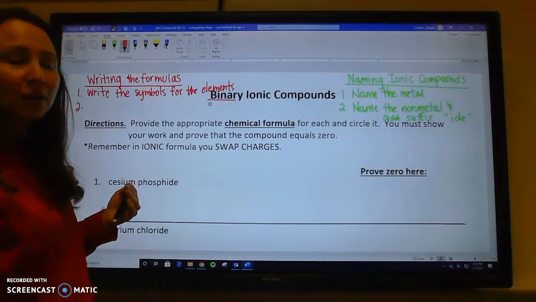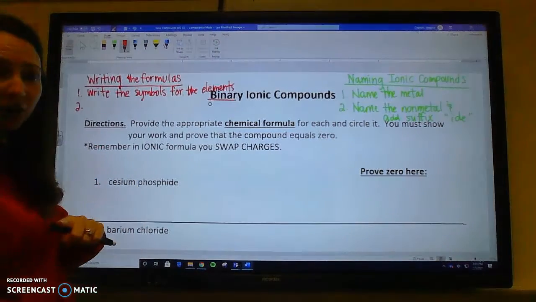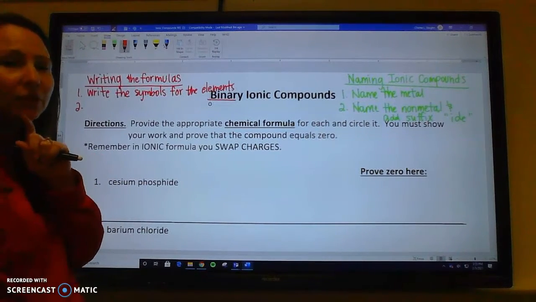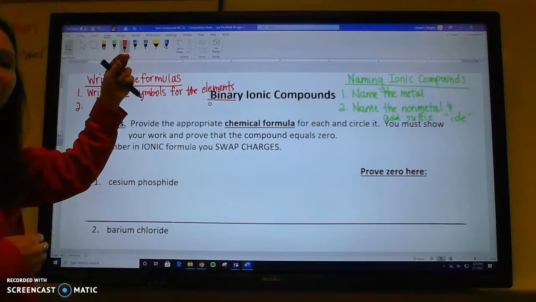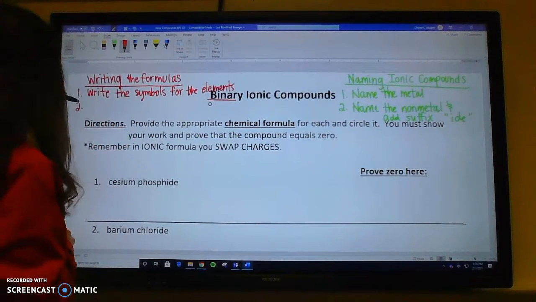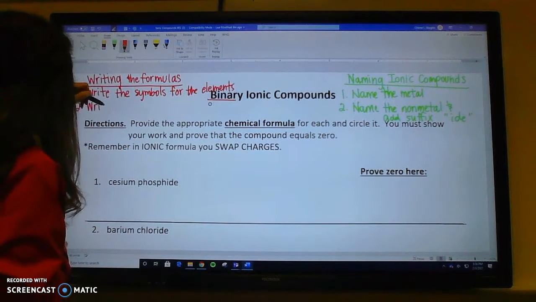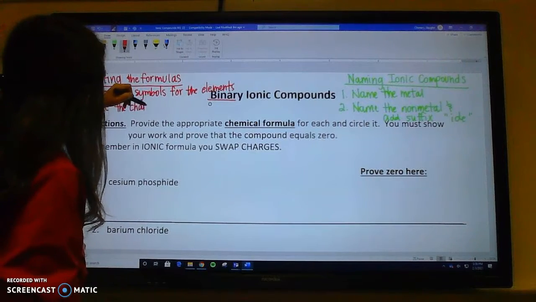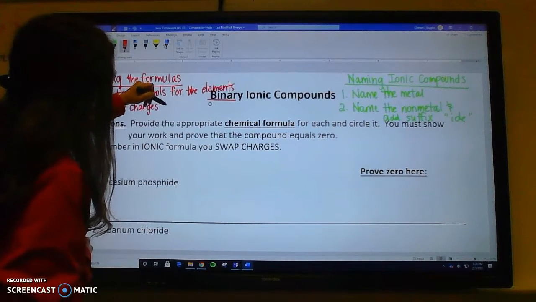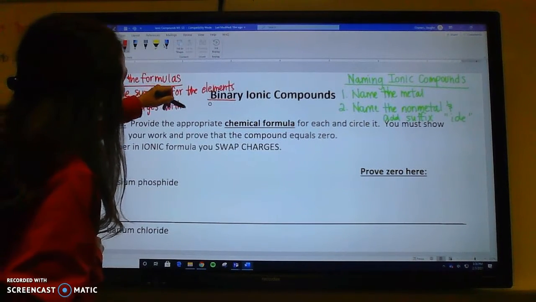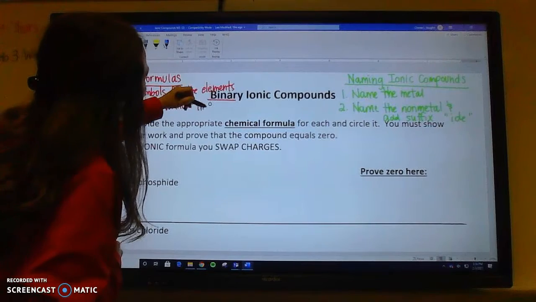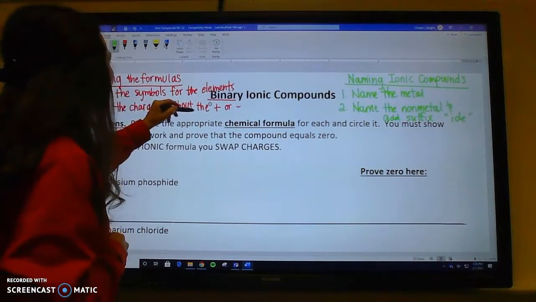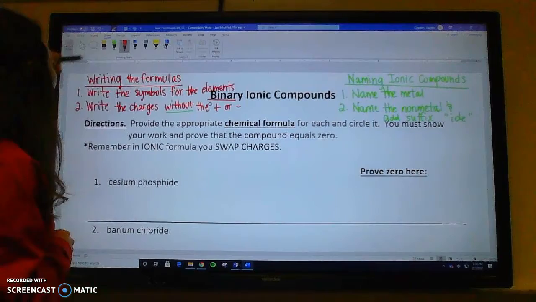The second thing is you're going to write the charge ignoring the plus or minus sign. That's going to be understood. But you've got to look above the column for what the charge is. So write the charges without the plus or minus sign. Okay, so without the plus or minus sign.